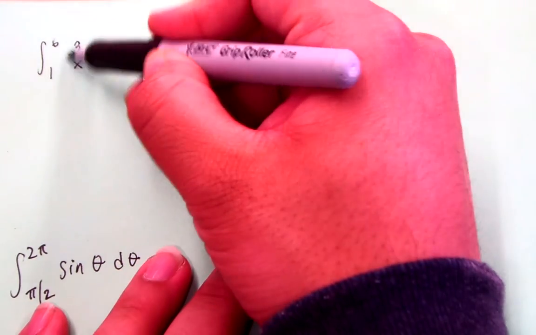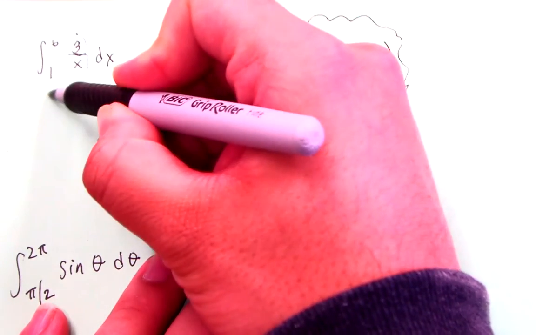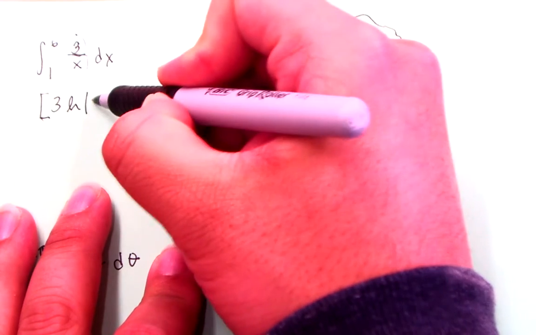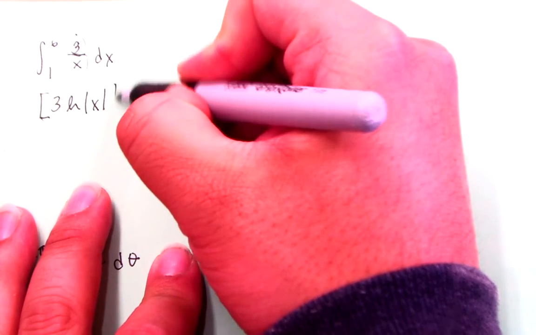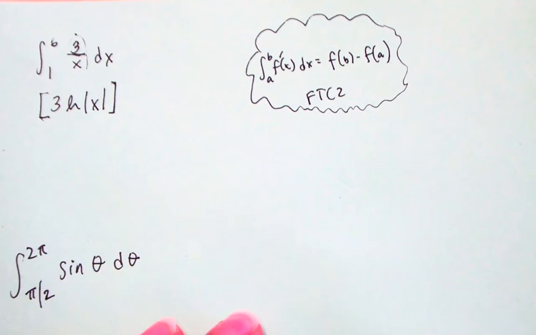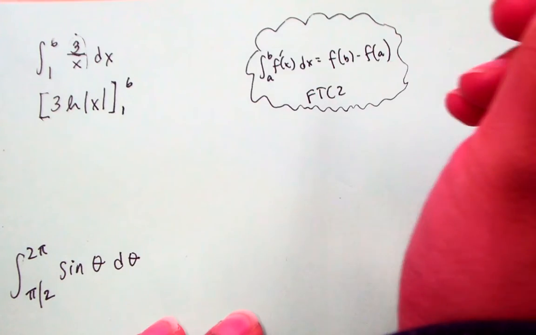The antiderivative of 3 over x should be 3 ln of the absolute value of x. So I would have the antiderivative be 3 ln of x. Now often you'd have plus c here, but as you'll see in just a moment, the c will actually fall out, and it won't actually be necessary. So evaluated from 1 to 6.